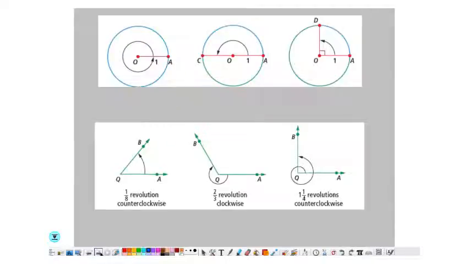Now we're going to talk about how to change revolutions into degrees. We have pictures of different revolutions here, different turns. In our first picture, we start at point A, and this arrow shows that we go all the way around the circle until we're back at our original starting point. That would be one revolution, which is equal to 360 degrees. Here we're starting at point A and moving to the other side of a diameter, and we know a diameter cuts a circle in half, so that is a 1/2 revolution, and half of 360 would give us 180 degrees.